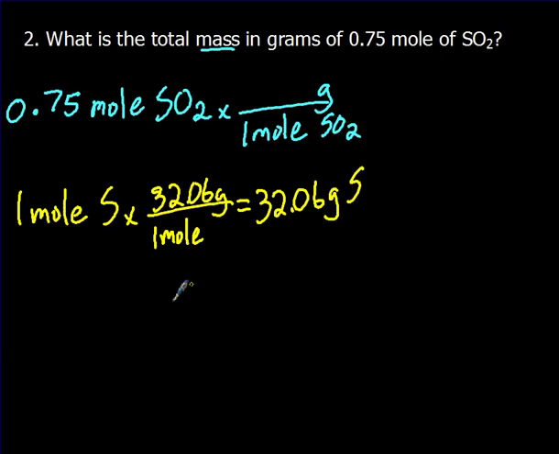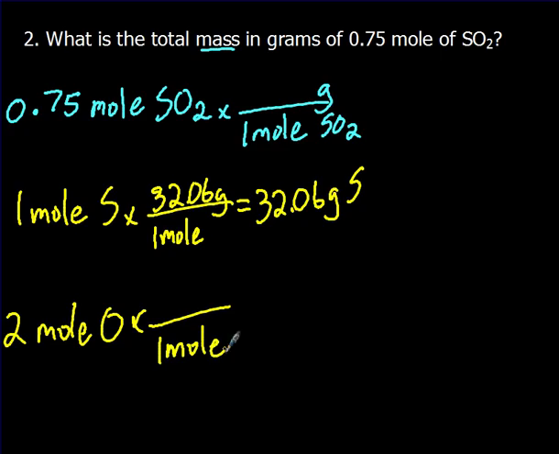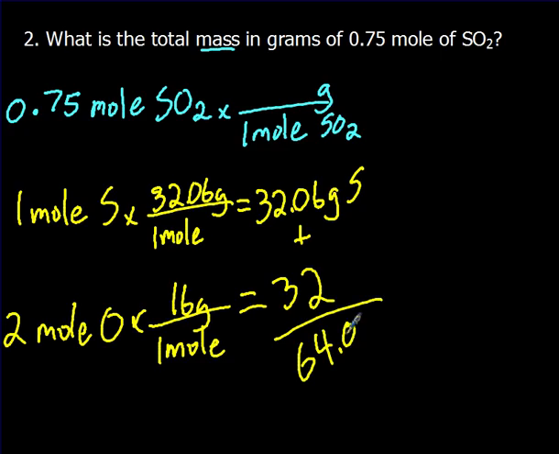Next, we got 2 moles of oxygen. For every 1 mole of oxygen, you have 16 grams. So that's just 32. Add 32 plus 32, and you get, no, you get 64.06 grams. That's the number we're going to plug in up here. 64.06 grams. Because that is the mass of SO2. That's the whole mass of SO2.